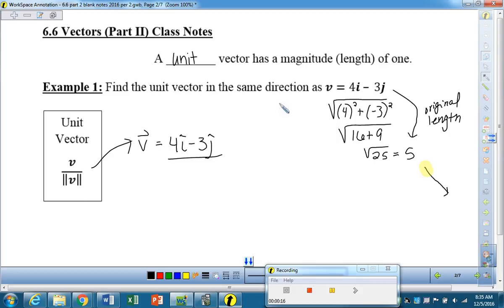All right, the magnitude of vector v, we already found that over here, so let's go ahead and label this. What we originally wrote, we can label that with our symbol for magnitude. So we know that's going to be 5. And then we're going to split this up. So we want to divide each piece by 5, giving us 4/5 i minus 3/5 j.